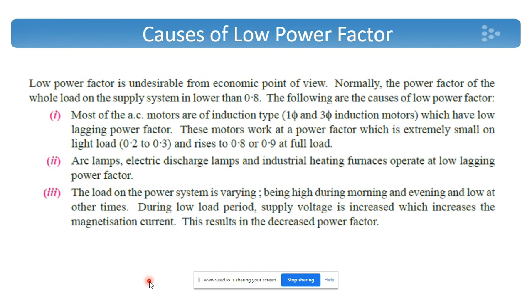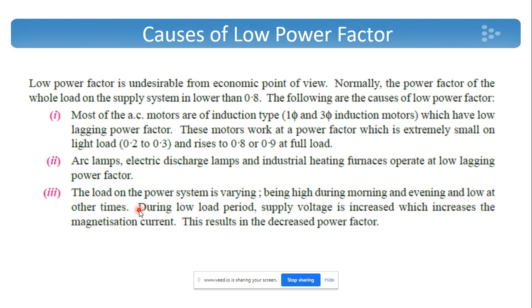Then what are the causes of low power factor? We know that most of the AC motors used in industrial applications are induction type motors, single phase and three phase induction motors. Induction motors have lagging power factor. At light loads, their power factor is 0.2 to 0.3 and rises to 0.8 to 0.9 at full load, which causes lagging power factor in the system. And arc lamps, discharge lamps, and industrial heating furnaces also cause lagging power factor.